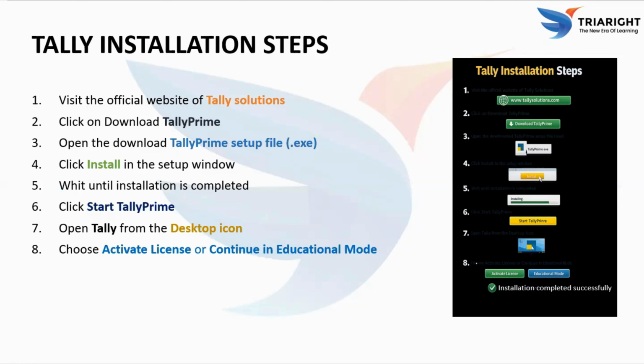Step 3. Start TallyPrime. Click on TallyPrime or open it from the desktop icon. Step 4. License activation. Choose activate license if you have a purchased license, or select continue in educational mode for practice or learning purposes. Installing TallyPrime is like installing any other software on your computer. Once installed, you can start recording transactions and learning accounting right away.